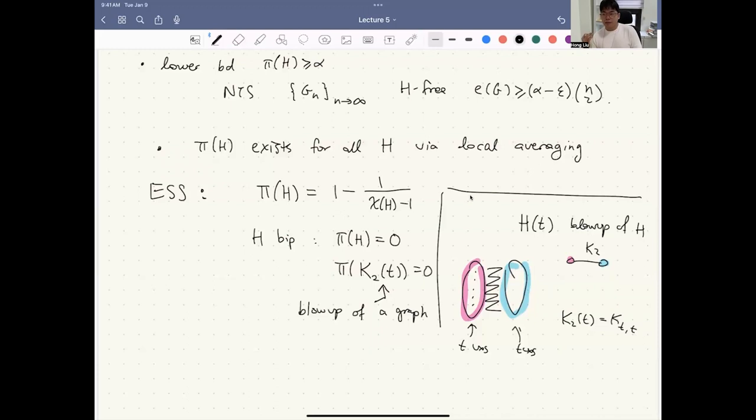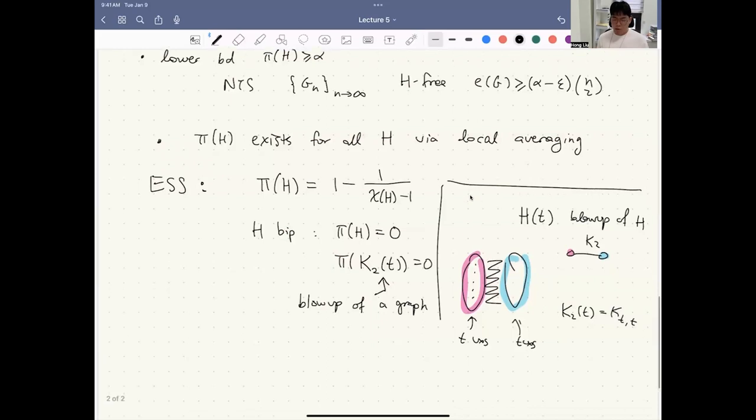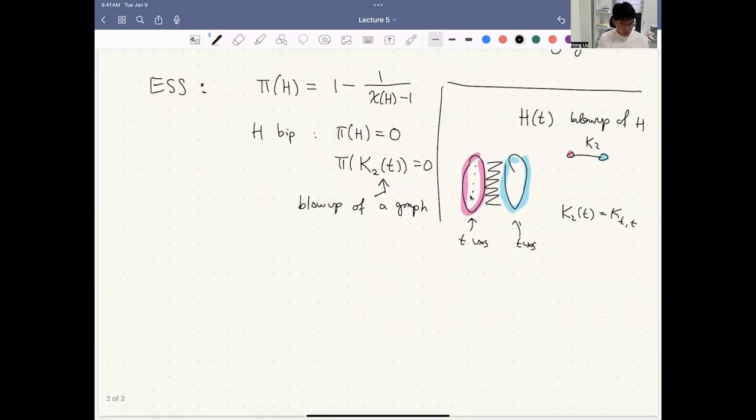This can be extended to hypergraphs. So let me make this remark and introduce hypergraphs, if I haven't before.